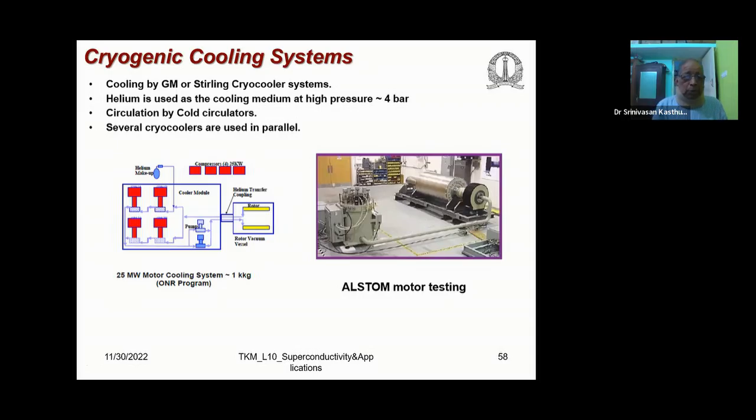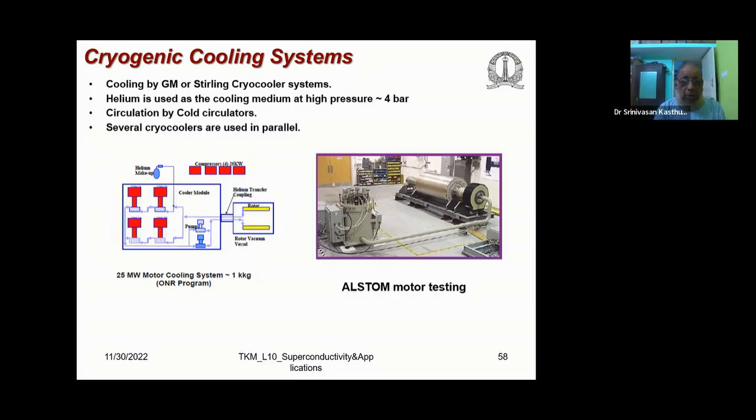What about the cooling systems for all these units? Now, the cooling system can be either liquid helium, or it can also be directly cooled by cryocooler cooling systems. Normally cooling is done by either GM coolers or Stirling coolers. Cryocooling systems are used. Helium in that case is used as a medium, and it is done at a pressure of about 4 bar.